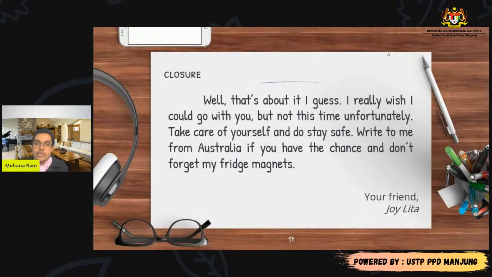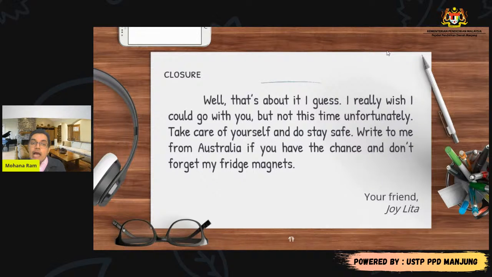The next one would be the closure. Well, that's about it, I guess. I really wish I could go with you, but not this time, unfortunately. Take good care of yourself and do stay safe. Write to me from Australia if you have the chance, and don't forget my fridge magnets. Your friend, Joylita. Your conclusion also doesn't have to be lengthy.